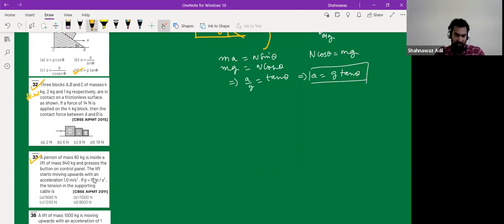Arpit, in this question, what frame of reference should we choose? They are not talking about the person inside the lift, right? So we should choose what?